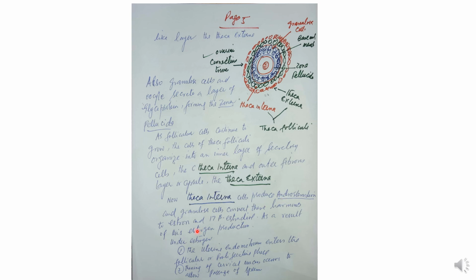androstenedione, and granulosa cells. What is this? These are the precursors of estrogen and progesterone. Granulosa cells convert these hormones to estrone or 17 beta estradiol, which is estrogen. As a result of this estrogen production, there are special receptors present on the endometrium of the uterus to receive the estrogen, and the uterine endometrium enters the follicular or proliferative phase.